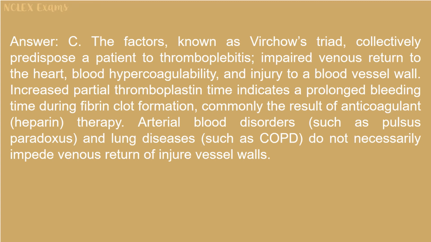Answer: C. The factors, known as Virchow's triad, collectively predispose a patient to thrombophlebitis: impaired venous return to the heart, blood hypercoagulability, and injury to a blood vessel wall. Increased partial thromboplastin time indicates a prolonged bleeding time during fibrin clot formation, commonly the result of anticoagulant heparin therapy. Arterial blood disorders such as pulsus paradoxus and lung diseases such as COPD do not necessarily impede venous return or injure vessel walls.